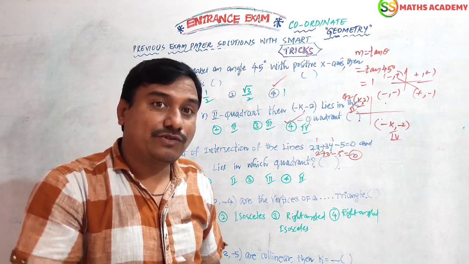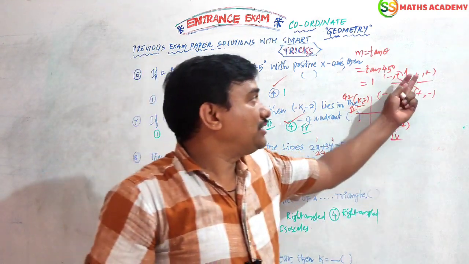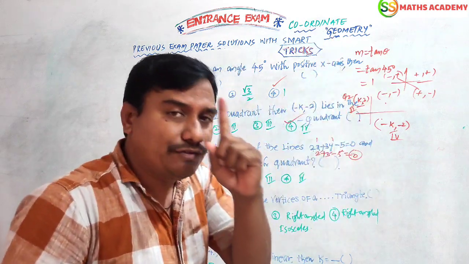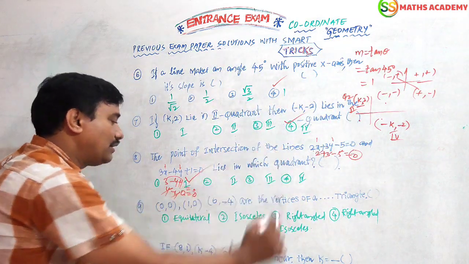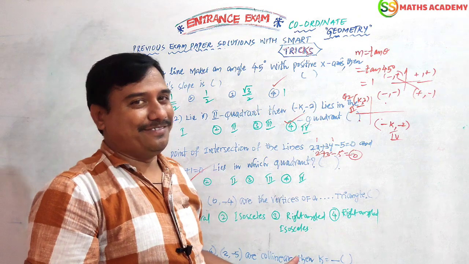Where is (1, 1)? Plus 1, plus 1. Where is it located? Q1, the first quadrant. The answer will be first quadrant. How easy it is, okay?